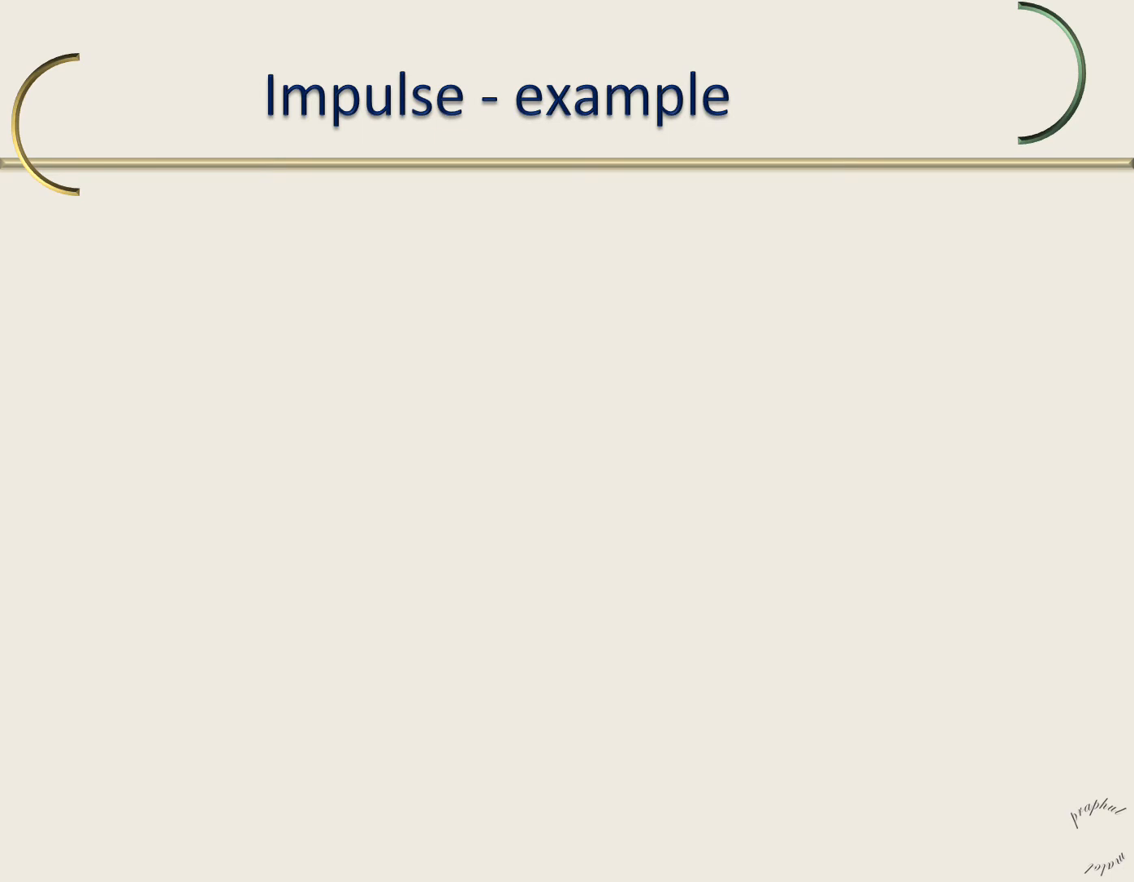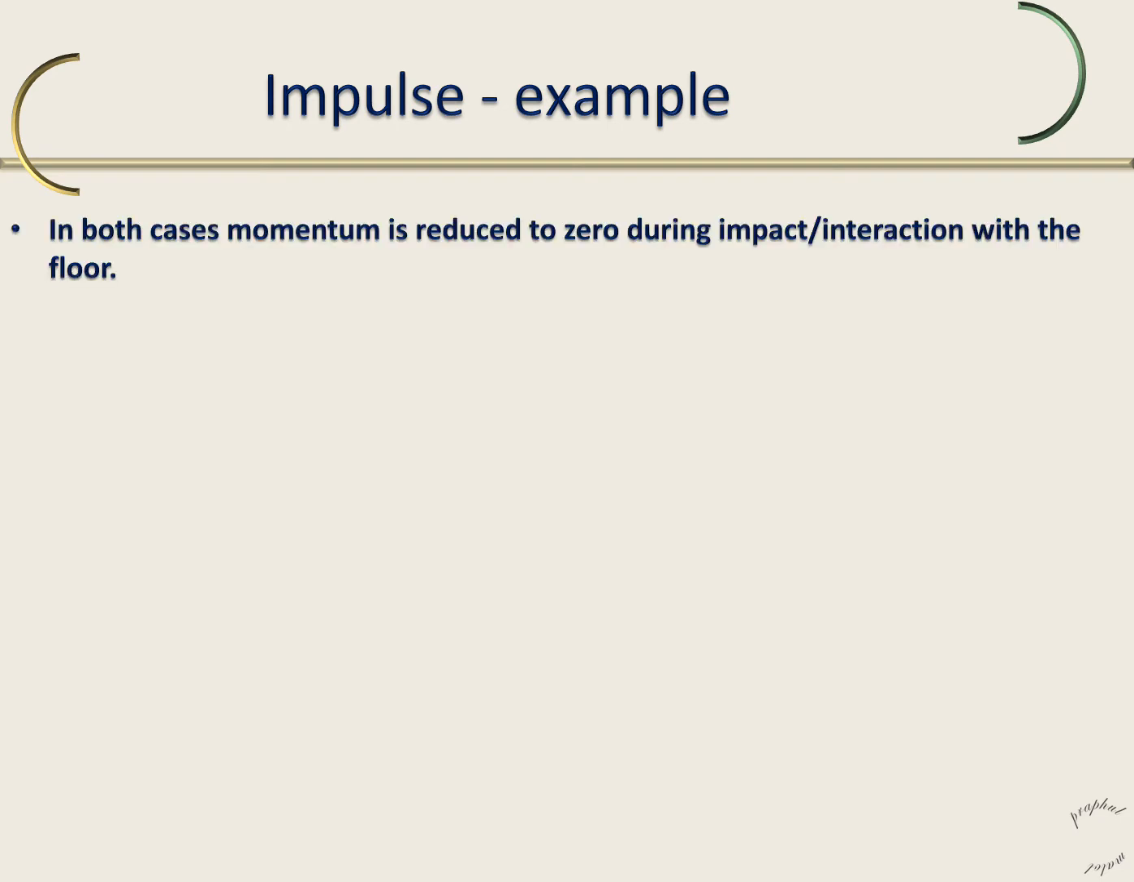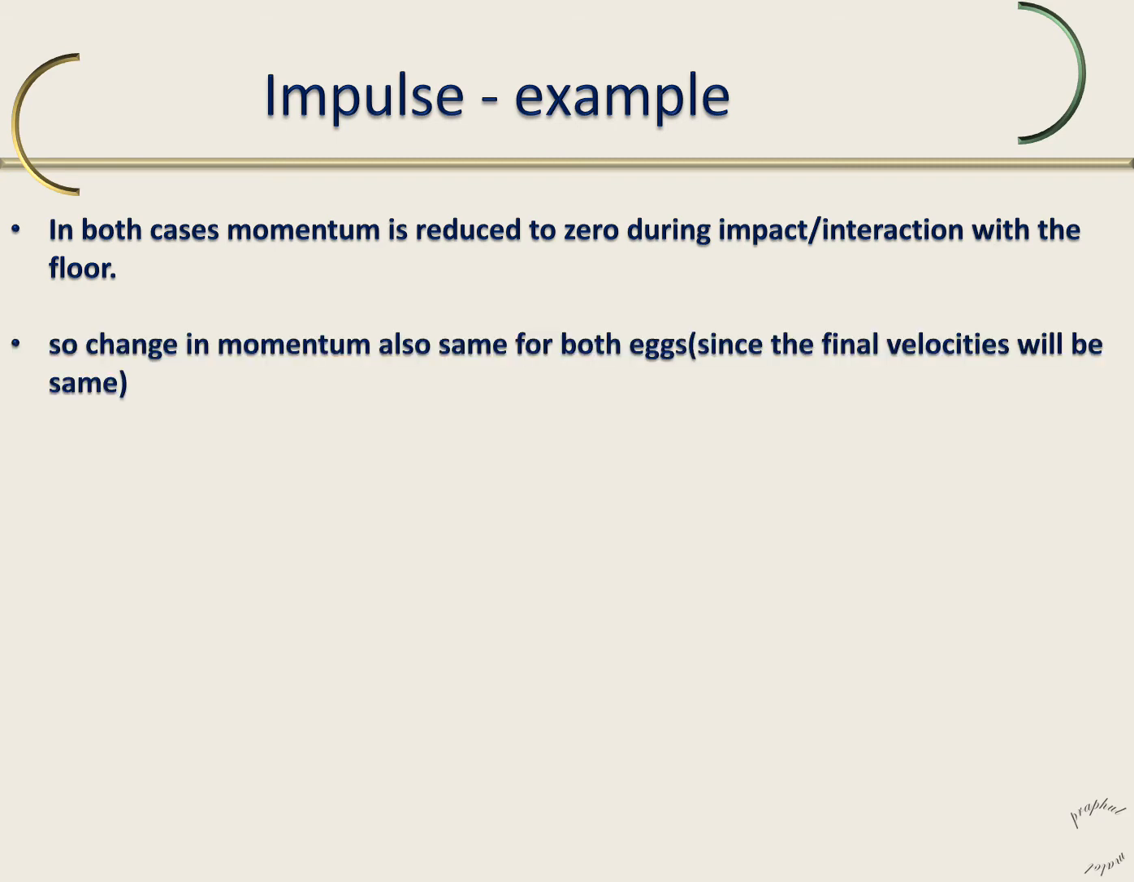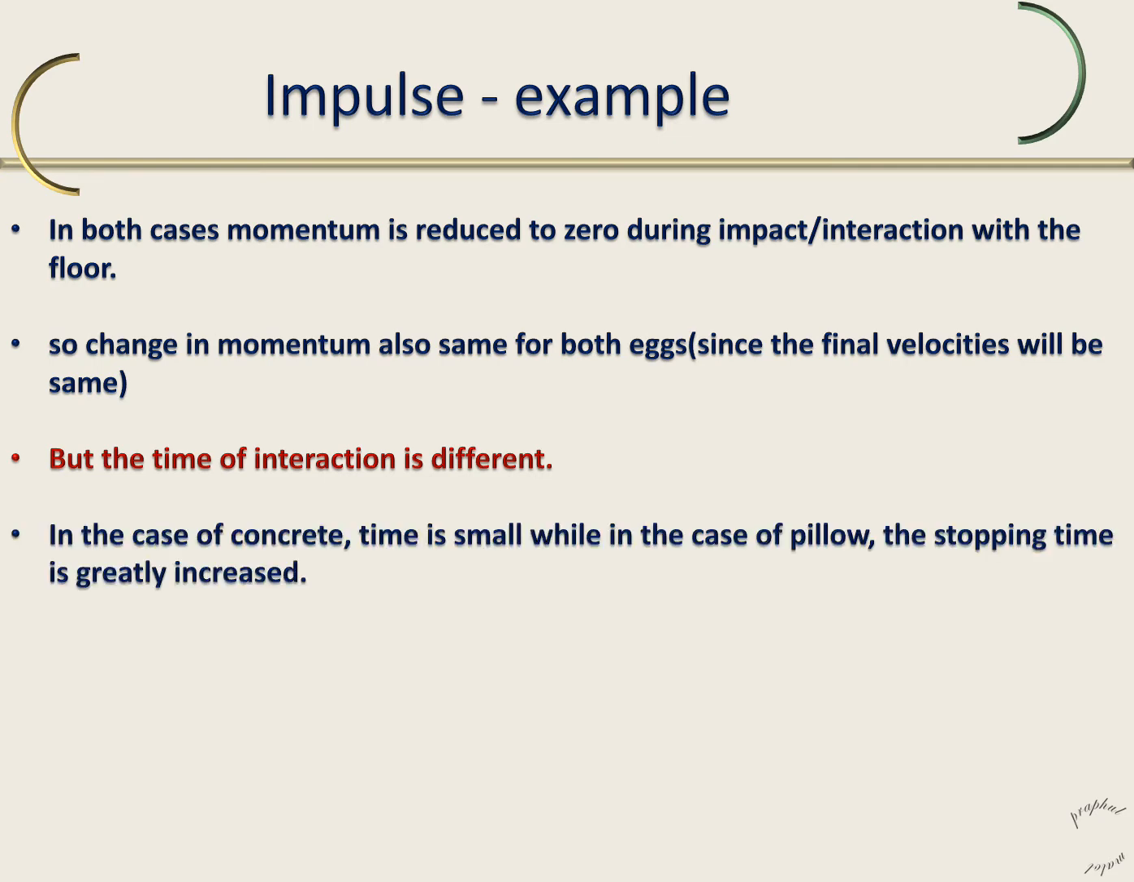Here are some examples where impulse is very important in our everyday life. Let's see how you can explain the situation using Newton's second law or impulse. The final velocity, or the final momentum, of both eggs is zero because both of them are coming to rest. So the change in momentum, from just before collision to immediately after collision, is exactly the same for both eggs. Both are coming to rest. The only difference between the eggs is that one of the eggs takes a longer time. The one falling on the pillow will take a longer time to stop. In Newton's second law, change in momentum over time, the numerator is the same for both eggs because their final velocities are the same, their initial velocities are also the same, and I have taken identical eggs, so the masses are also the same.